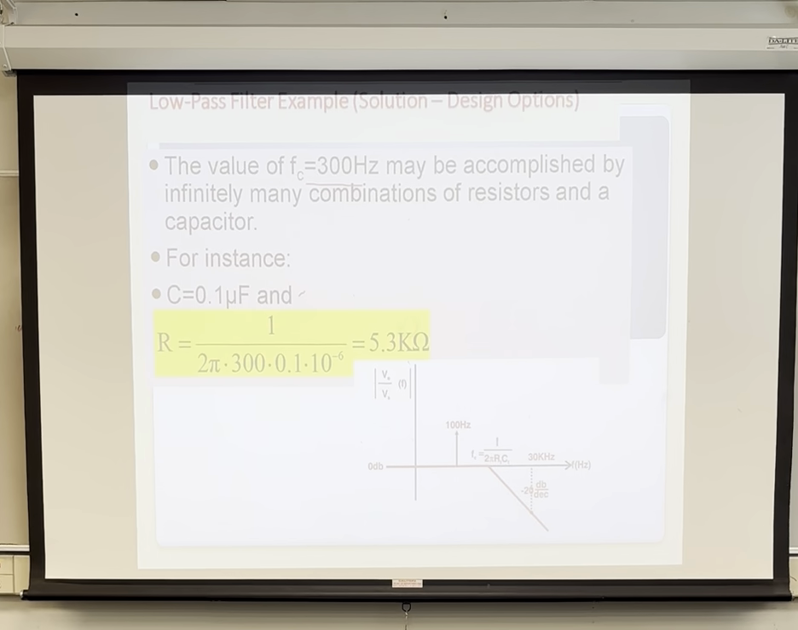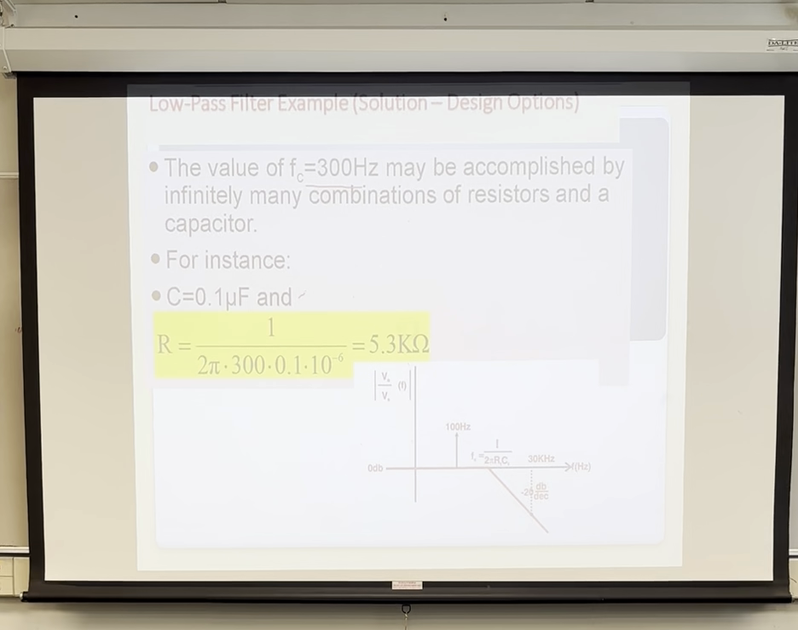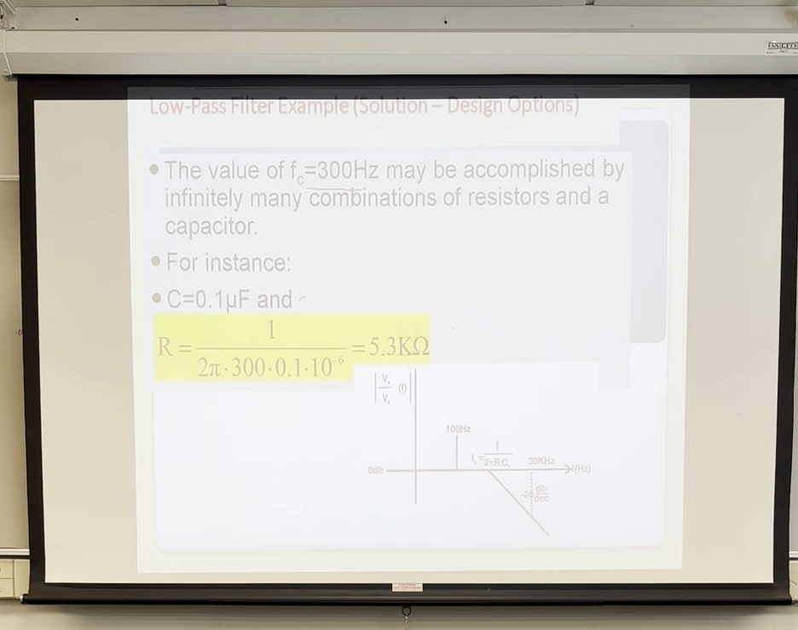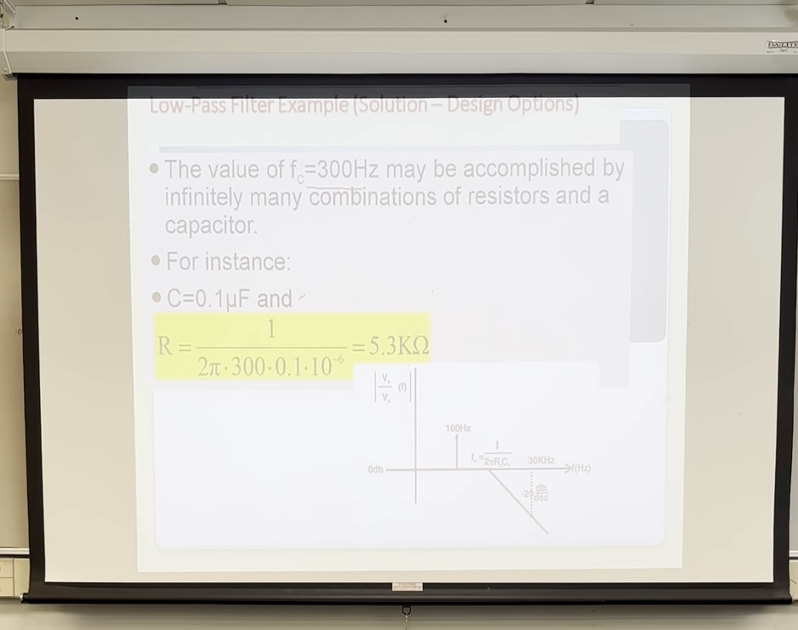decide 0.5 microfarad or 0.8 microfarad or 10 microfarad. It's your decision. So we take that, put that in a formula for the cutoff, and calculate resistance 5.3 kilohm. So what's the cutoff? What's the equation for the cutoff frequency?